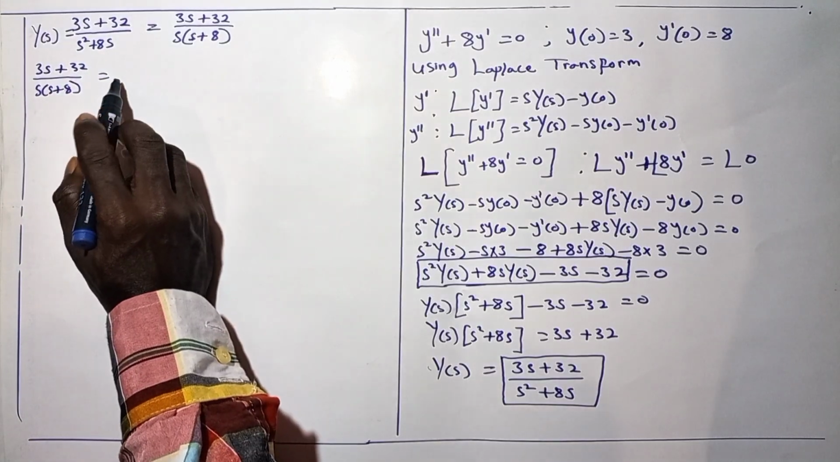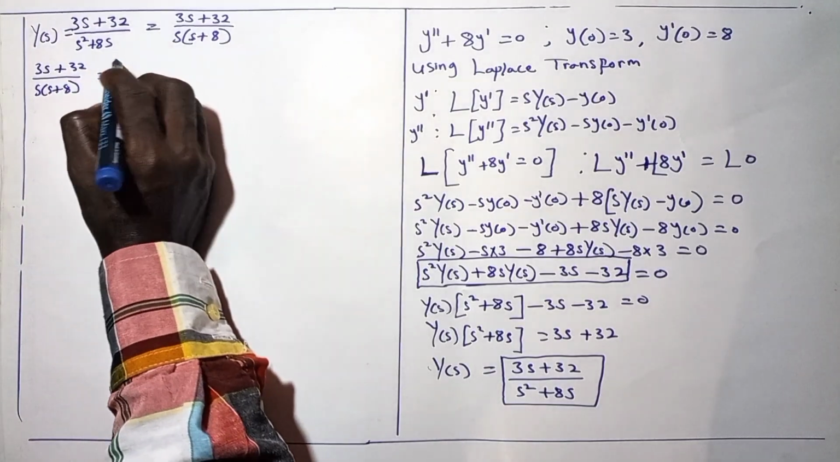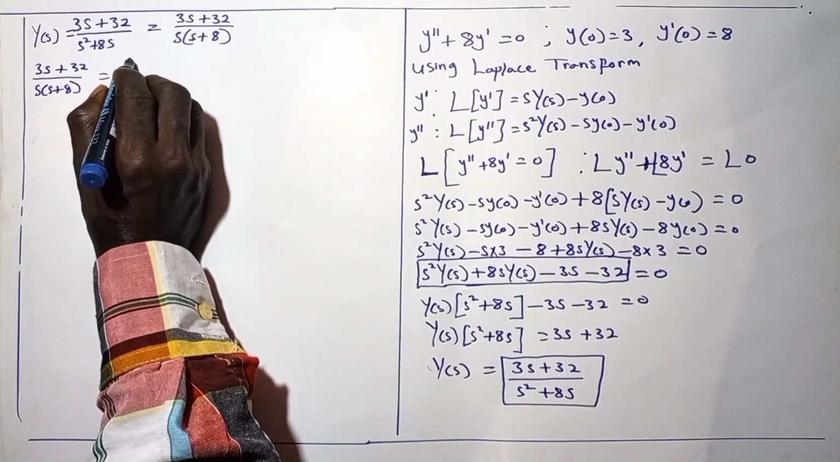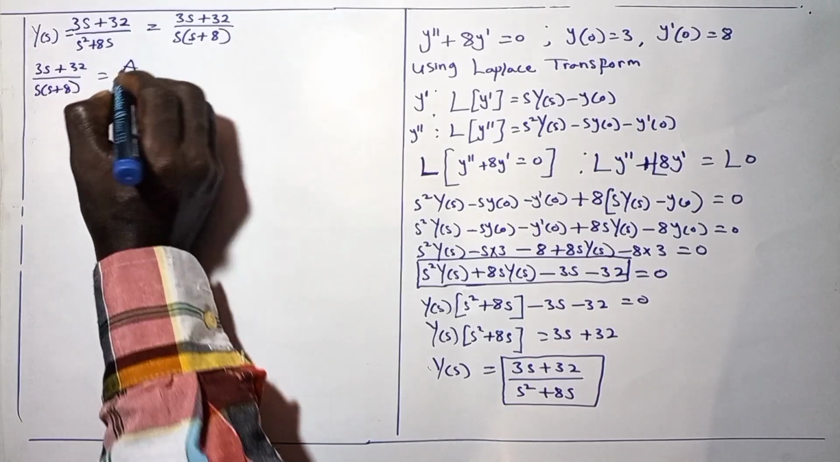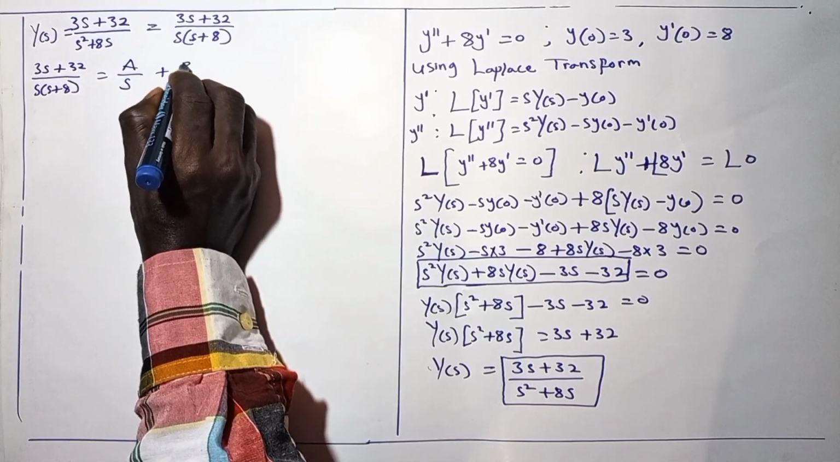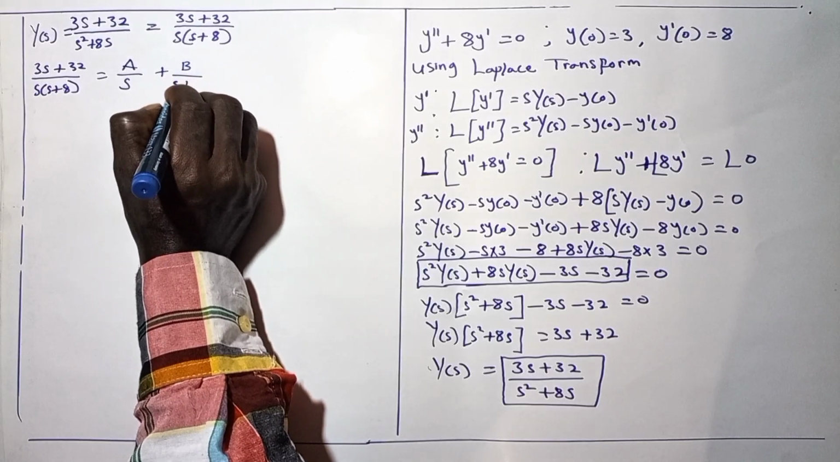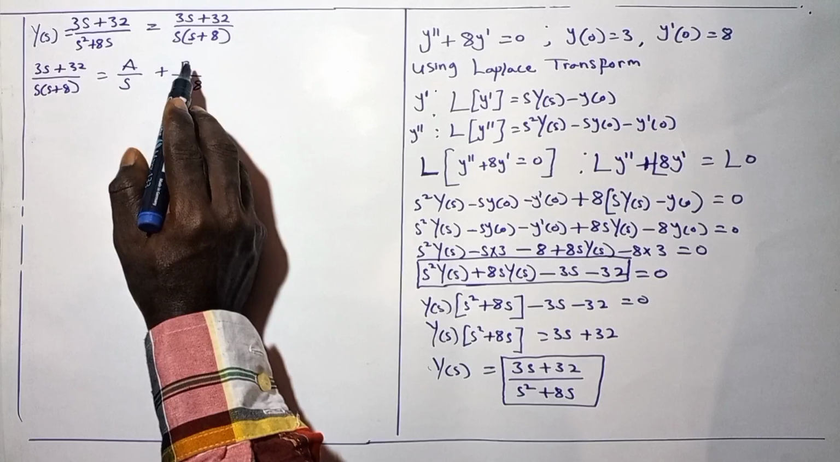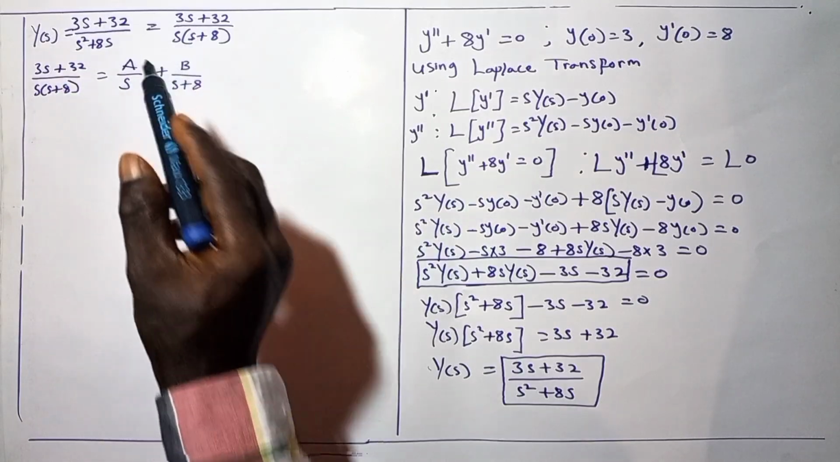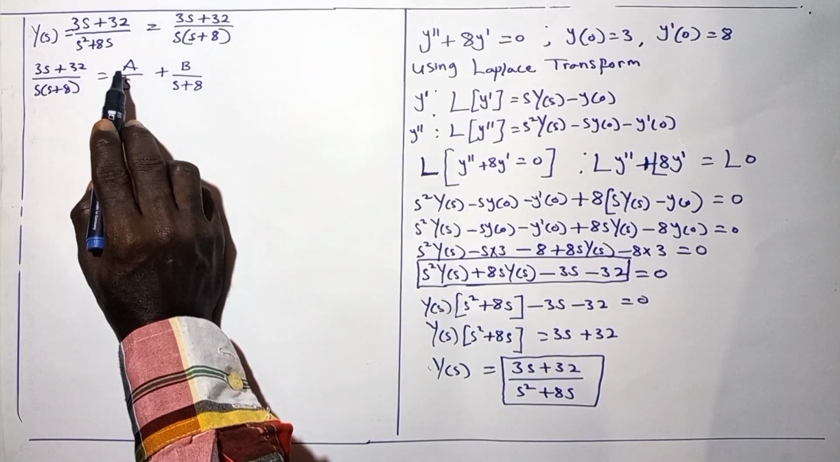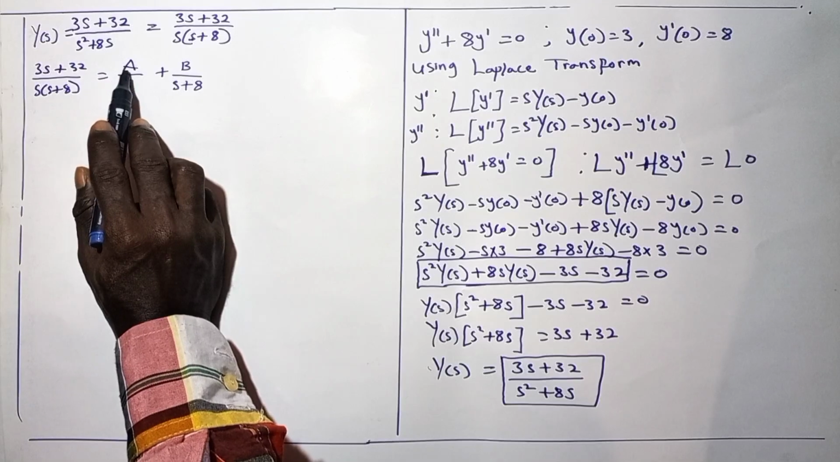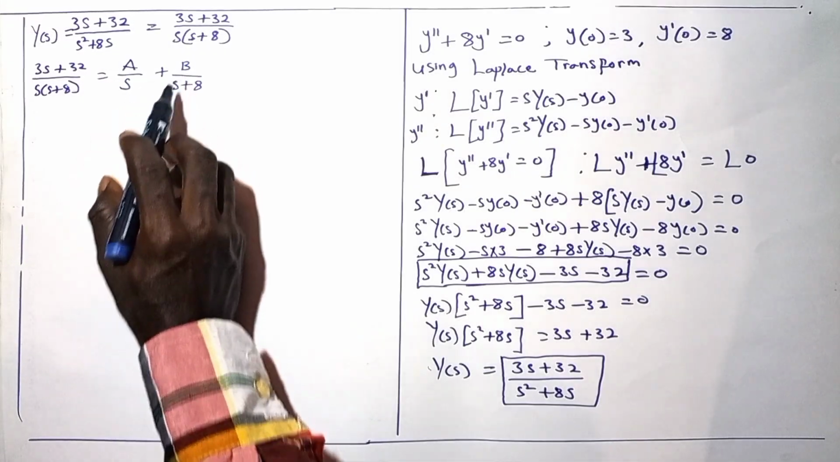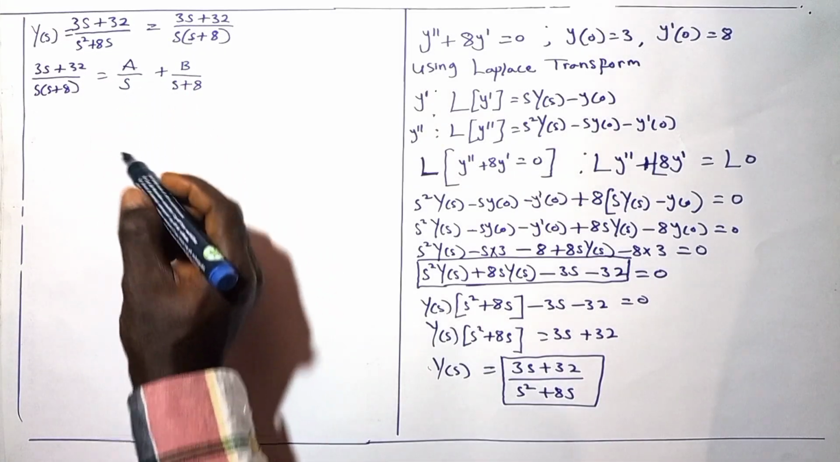Then converting this to partial fraction, we're going to be having a over s plus b over s plus 8. These are s, not 5, please. So now, we're going to be solving this to get our value for a and b. Then we insert it. Then we are done for the partial fraction part.